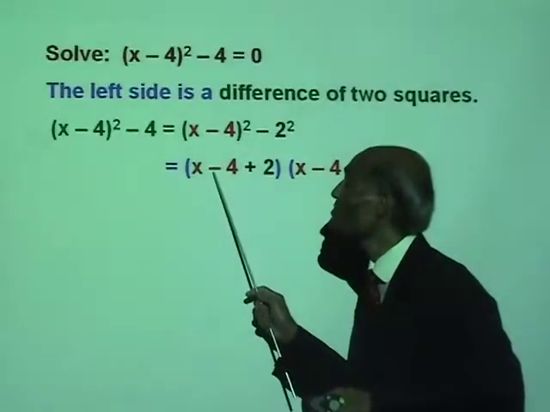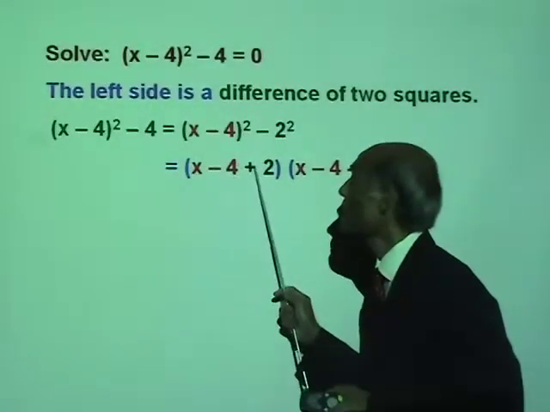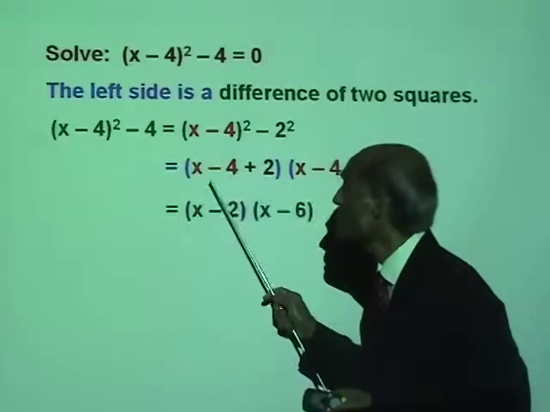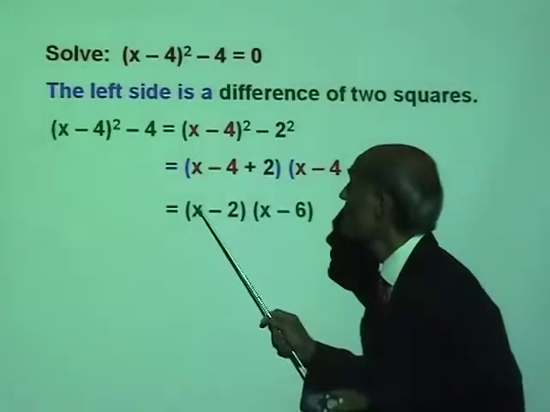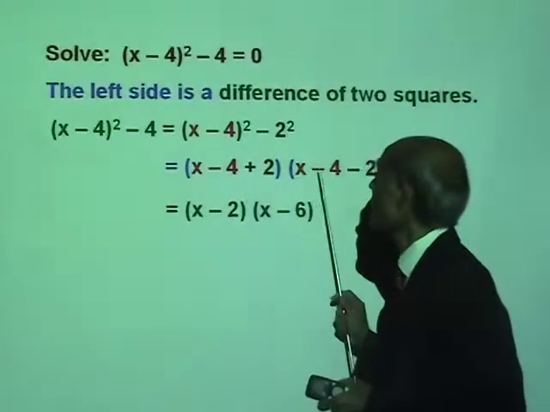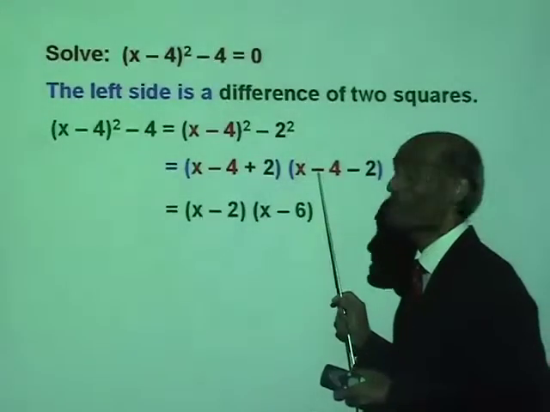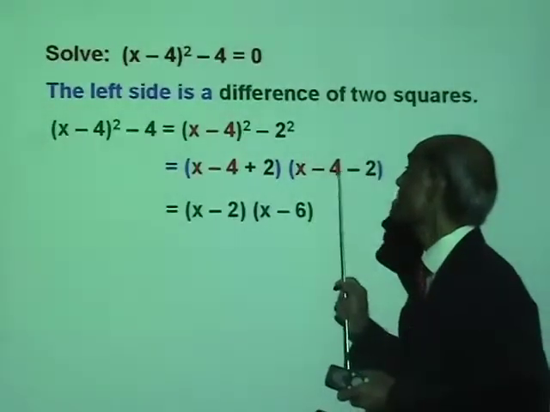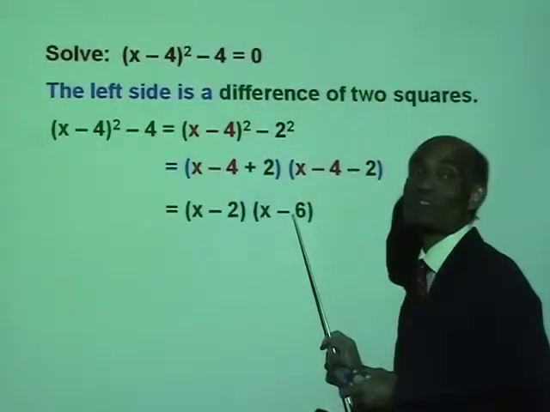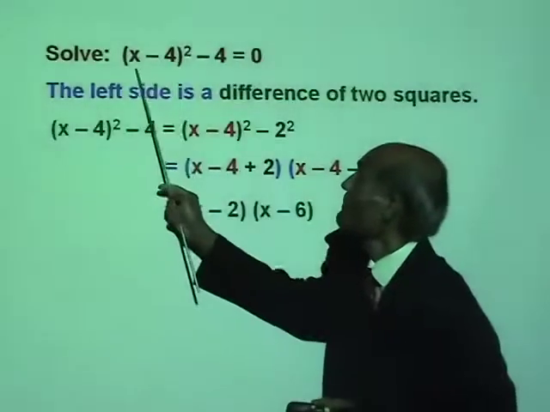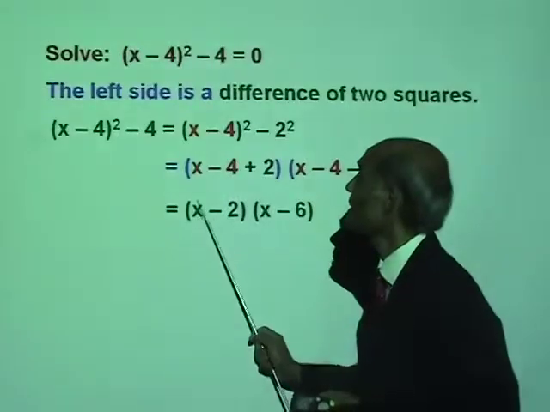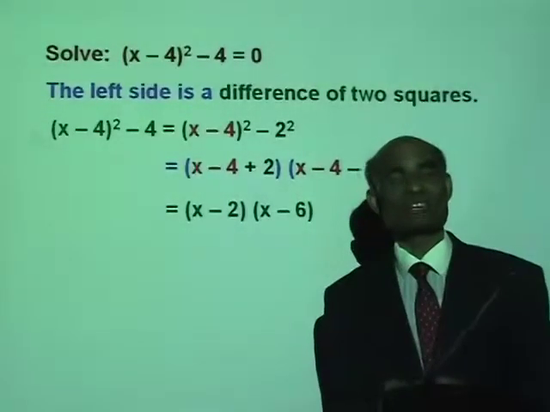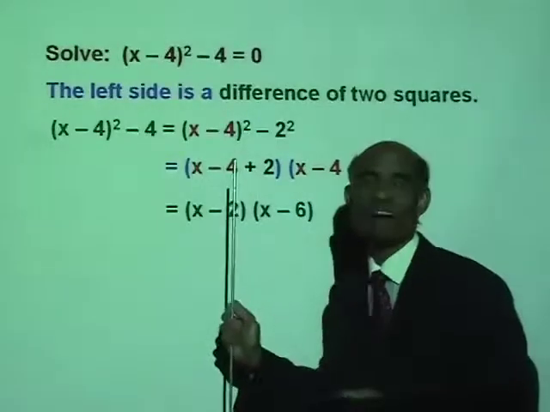In the first parenthesis, minus 4 plus 2. What is minus 4 plus 2? It's minus 2. So this parenthesis is actually x minus 2. And inside the second parenthesis, minus 4 minus 2. Adding two negative numbers gives you negative 6. Therefore, the left hand side when factored is x minus 2 times x minus 6. And it's a very neat way to factor it.